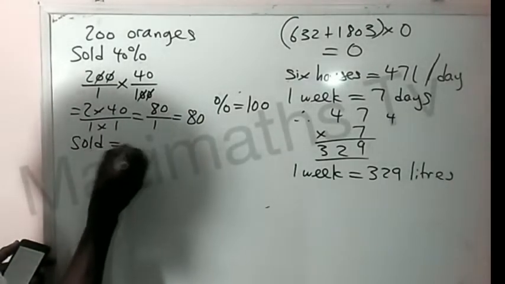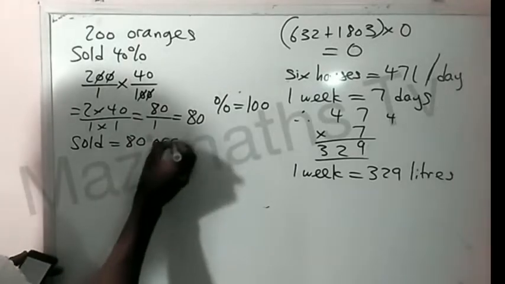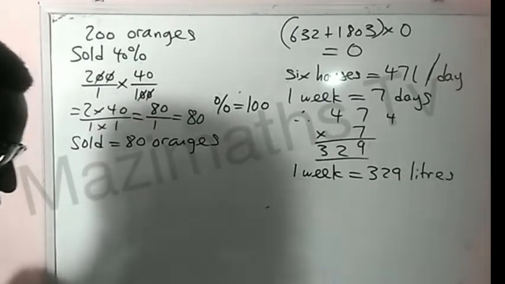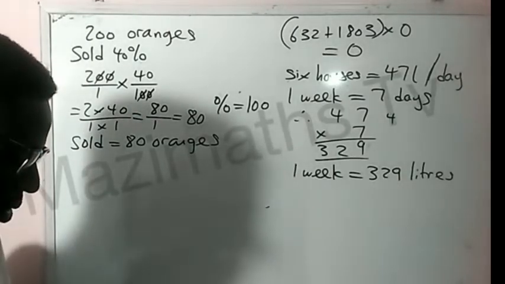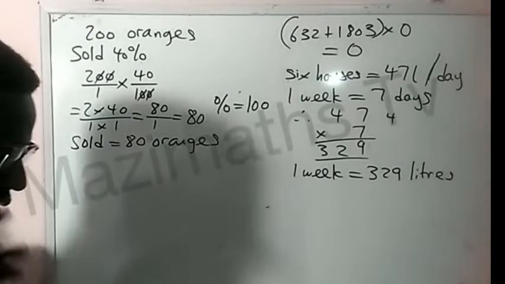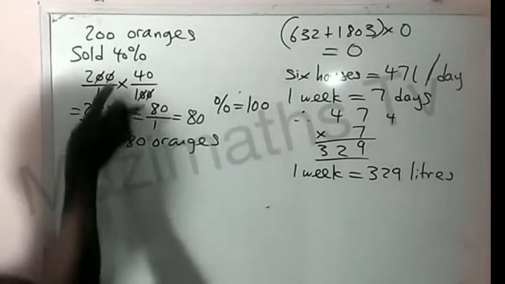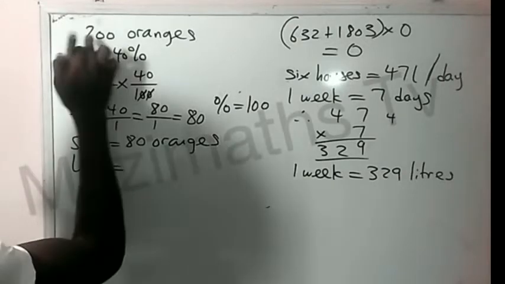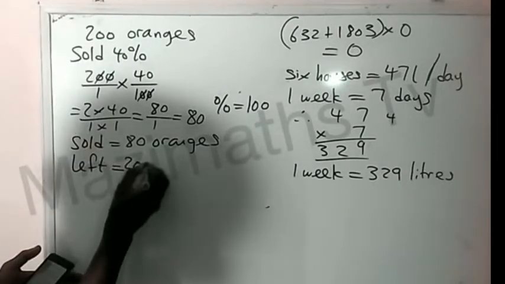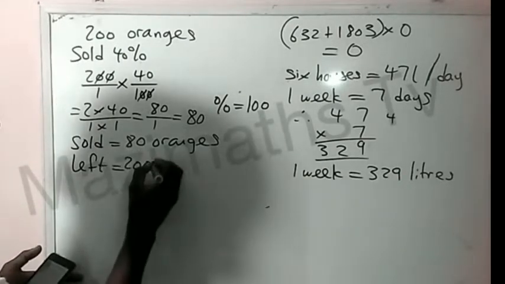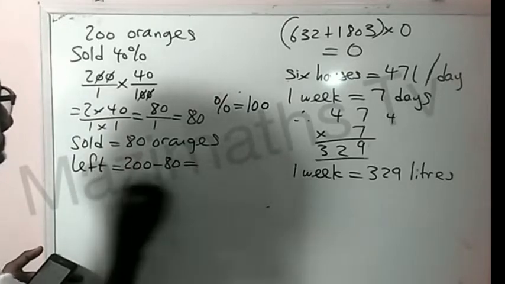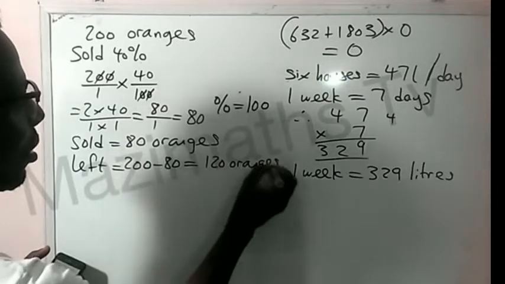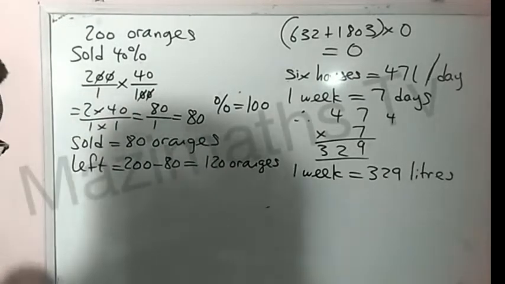So the oranges sold is 80. But that's not where we are going. We are not asked how many oranges the woman sold. We are asked how many oranges she would have left, after she has sold 40% of them. So the amount of oranges left will be the total oranges she took to the market, which is 200, minus the amount she sold, which is 80. When you subtract, you get 120 oranges left. So that is the answer.